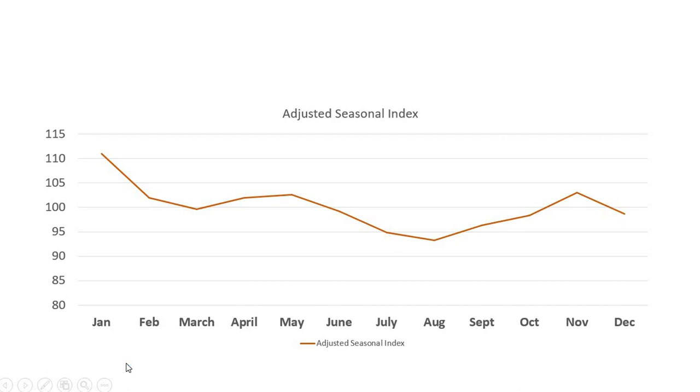And this is done by the process of eliminating the trend. There are different methods of doing this. Here we covered using the method of moving averages to understand the seasonal impact of the time series.